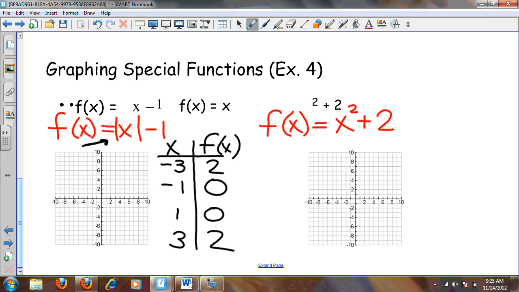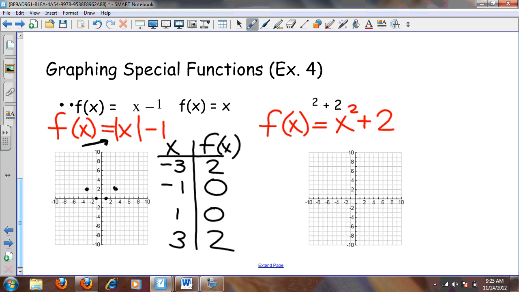Now we're going to graph these 4 points. Negative 3, 2. Negative 1, 0. 1, 0. 3, 2. You're thinking to yourself, this might look like a funny looking graph. It's going to be slightly different.